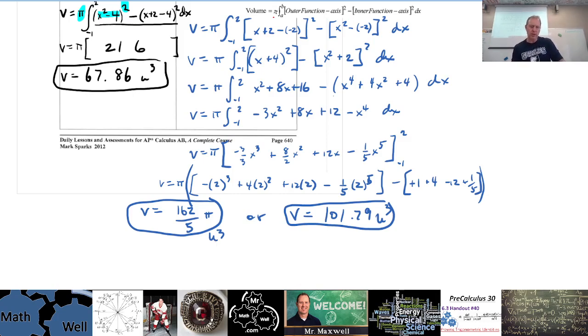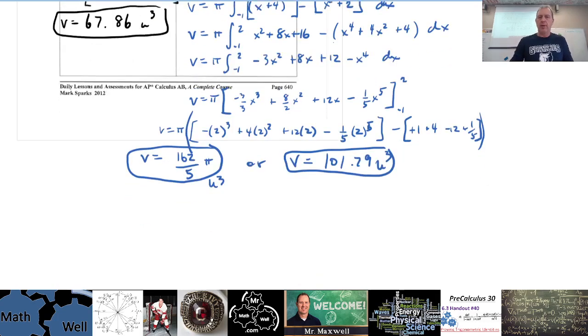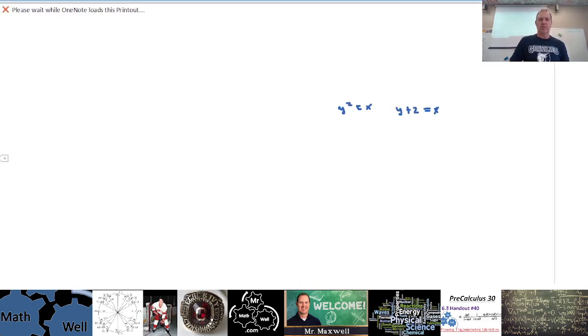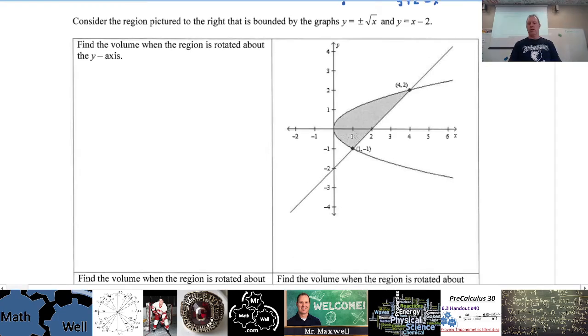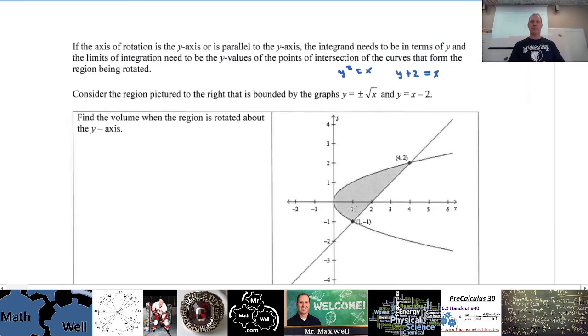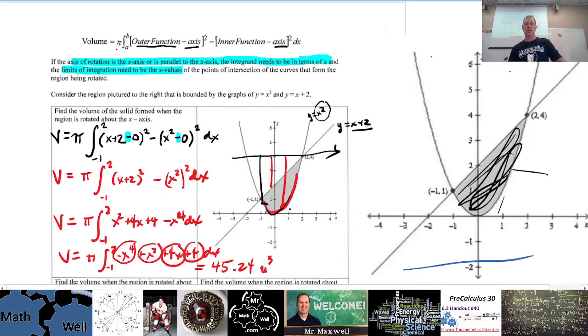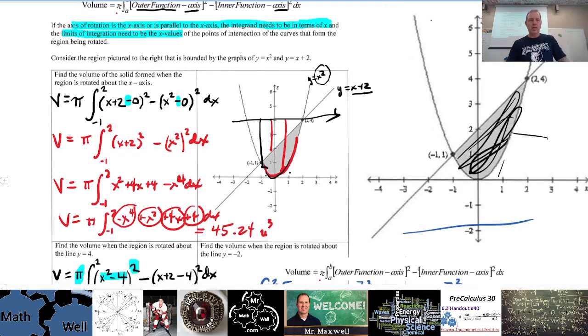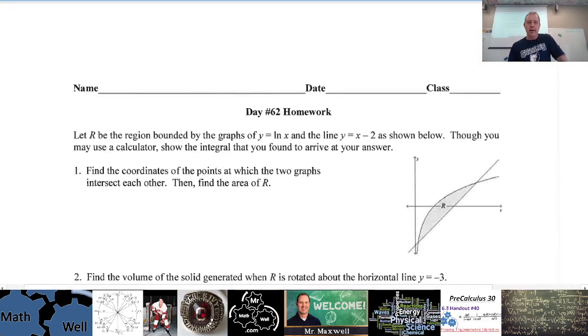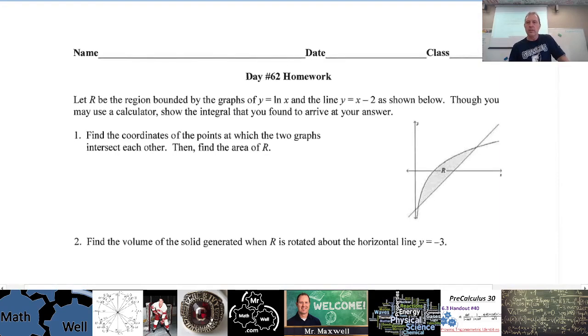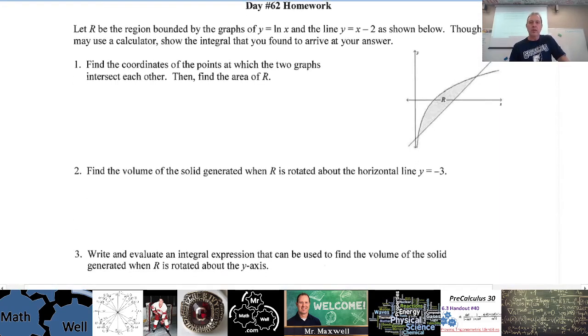What I would encourage you to do, there is a second part of this where it's flipped around and we rotate about a vertical axis. I think I'm going to save that. We're out of time for today's lesson. So this is just around a constant, a horizontal line. So I'll get you to skip down to your day 62 homework here, and I'm going to get you to go ahead and start working on these ones.